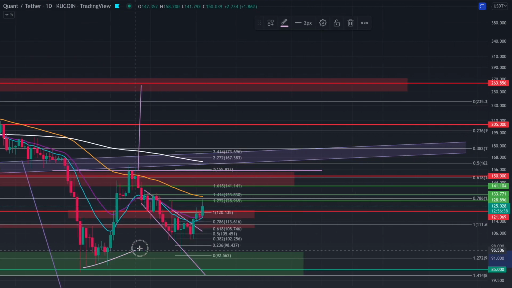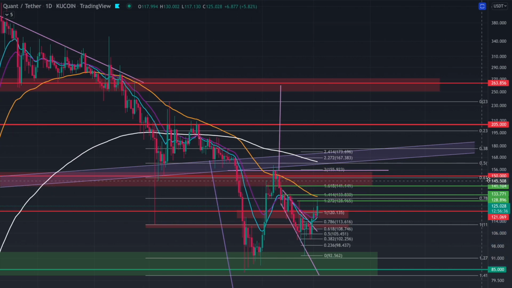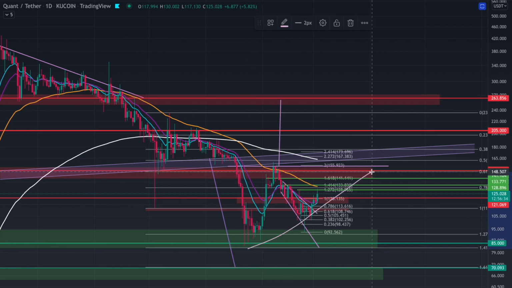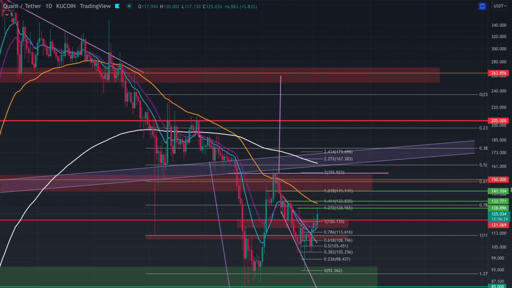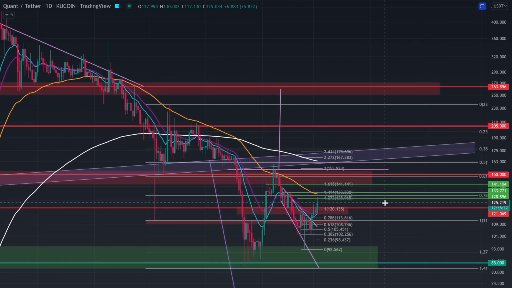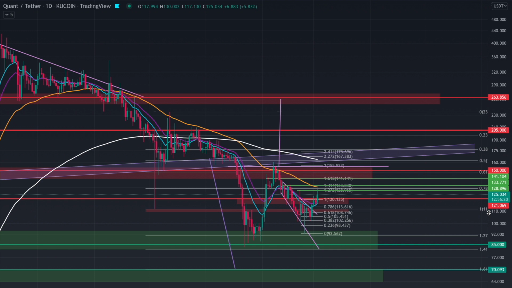This is also an ascending triangle. It's just double bottoms are ascending triangles. You see that right there? So we could do this, break out, and then eventually head up there. So that is our target, 263, only when you break above 150 to 155. Until you do that, we're still in that $70 technical target.